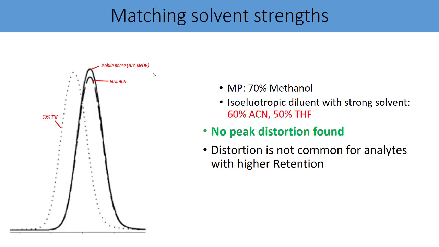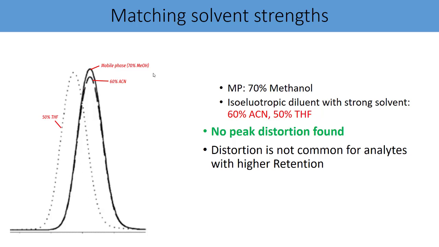Similarly, if I say that 50% THF is also isoeluotropic with 70% methanol, that also indicates that these two different mobile phases end up with almost similar retention time for the given analyte. That is the definition of isoeluotropic diluent. This also proves that they are of similar strength as they have equal retention time. So 70% methanol is equal to 60% ACN, or 70% methanol is also equal to 50% THF.